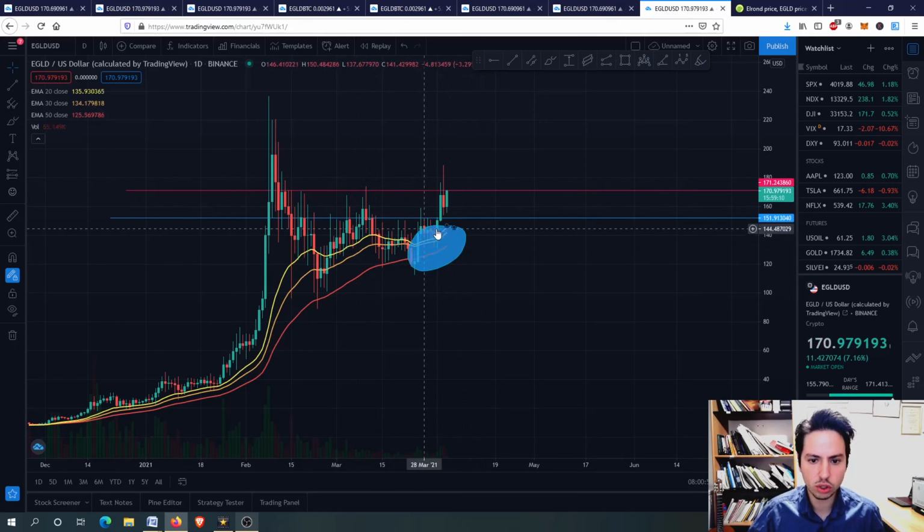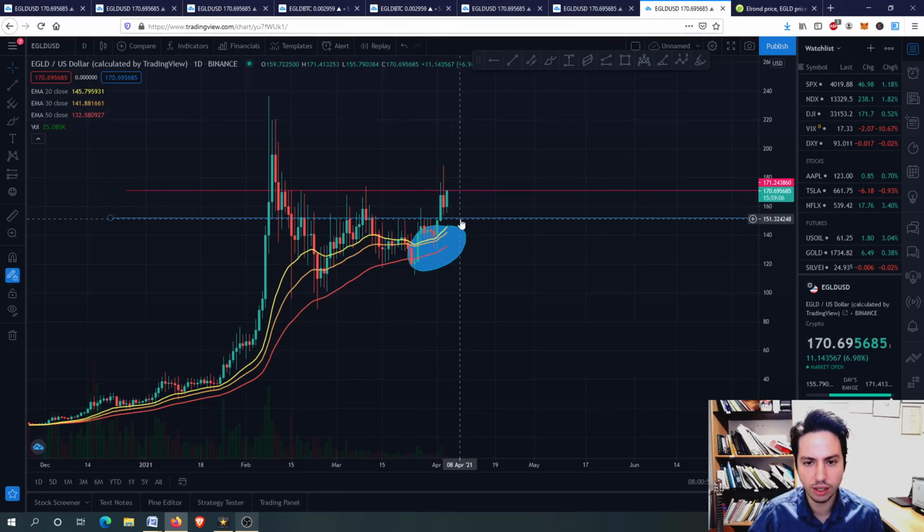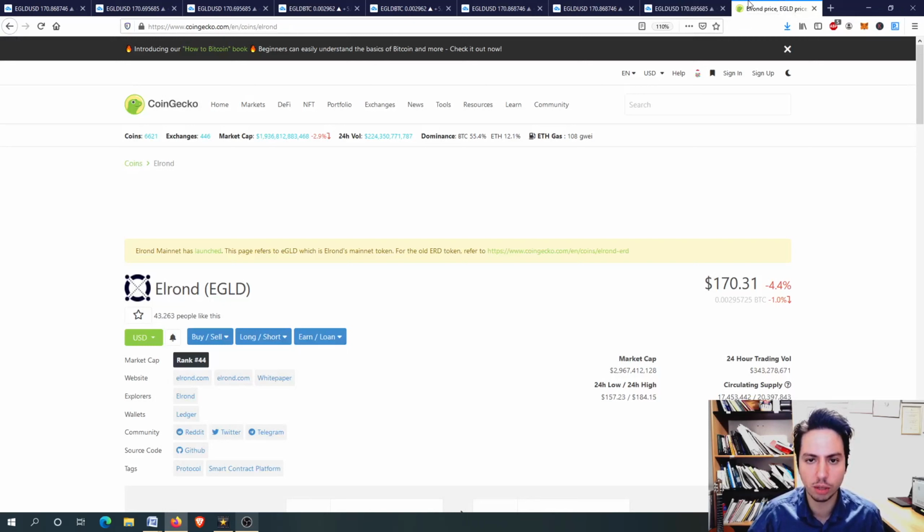Okay, of course we might have the support level, we might see a sideways action here till the 20-day MA and 30-day MA might reach the EGLD, or we might see a pump up. We will see about that in the next short term, but right now let's go to the future of this coin. 3 billion market cap, 17 million circulating supply, and 170 USD. If you multiply circulating supply with the price, you get the market cap.